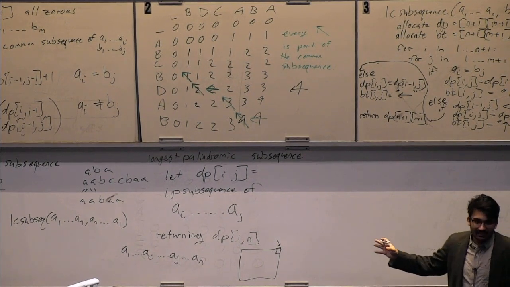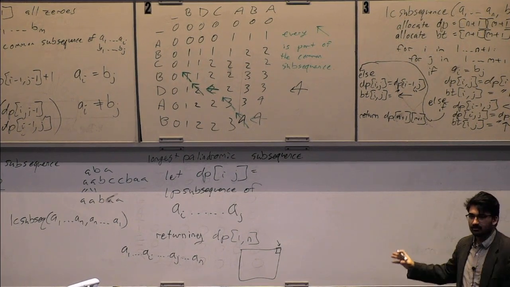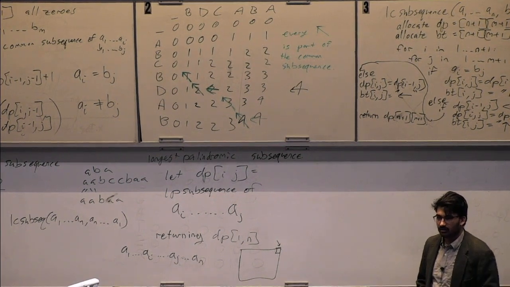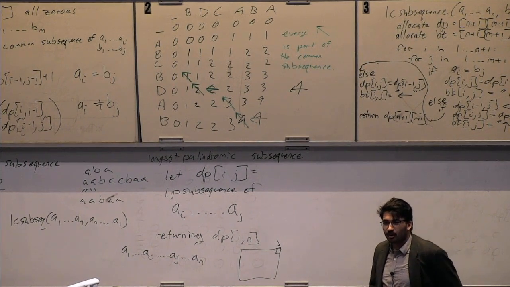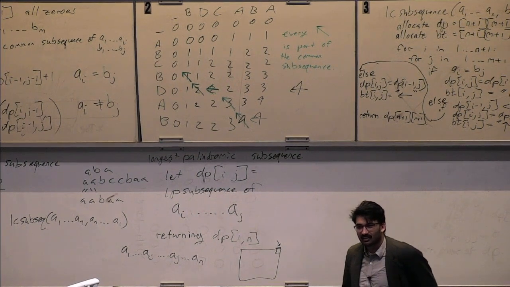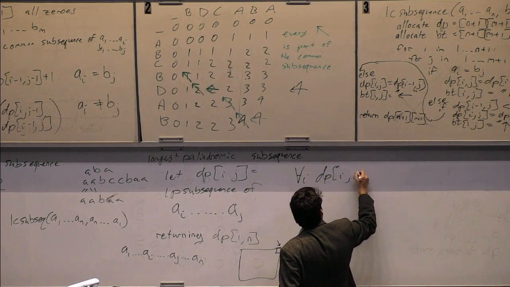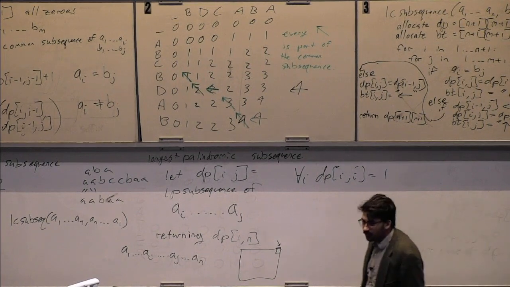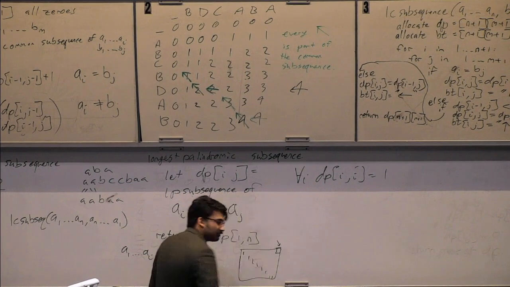But what are the base cases for this problem? Again, difficult question. What are the base cases? Sure, absolutely. What elements of the table correspond to the subsequences of length 1? For all I, DP of I, comma I is going to equal 1. Now, in the table, what does that correspond to? What is the ith element? That's the diagonal. So we're going to put 1s on the diagonal first.